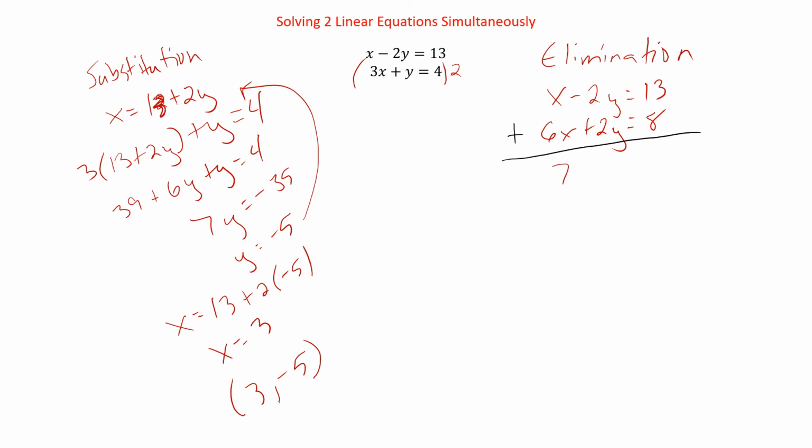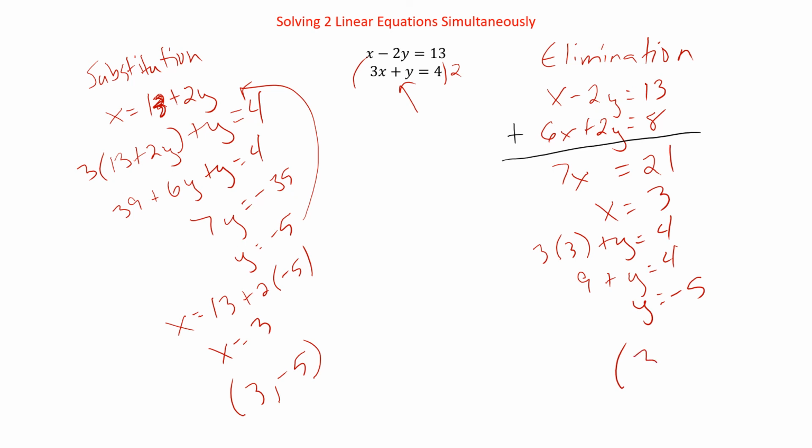X plus 6x is 7x. The negative 2y plus 2y goes away. That's the whole idea. They cancel each other out. And that equals 8 plus 13 is 21. Divide by 7, x equals 3. Then we can plug that into either of our equations. Let's plug it into this one right here. 3 times 3 plus y equals 4. 3 times 3 is 9, plus y equals 4, subtract, y equals negative 5. So again, our solution is 3 comma negative 5.